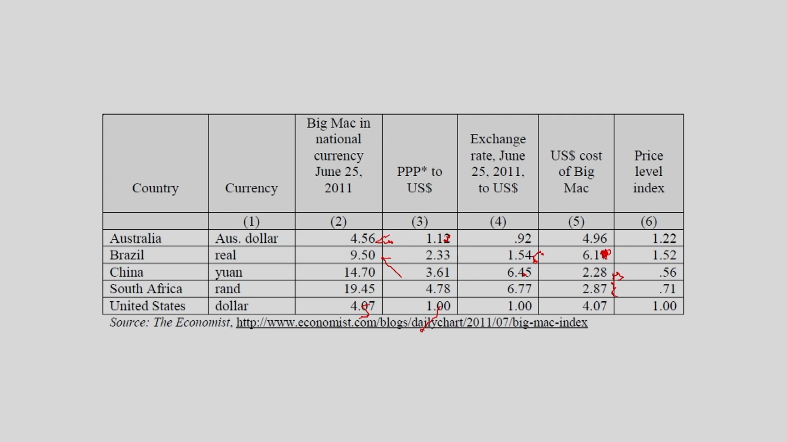One is simply the ratio of PPP to the exchange rate, which for China is 3.61 divided by 6.45, which is equal to 0.56. The other is the ratio of the cost in USD of purchasing a Big Mac in China to the cost in USA, or 2.28 divided by 4.07, which is equal to 0.56. So what we know then is that Big Macs are more expensive in Australia and Brazil, and cheaper in China and South Africa than in the USA.